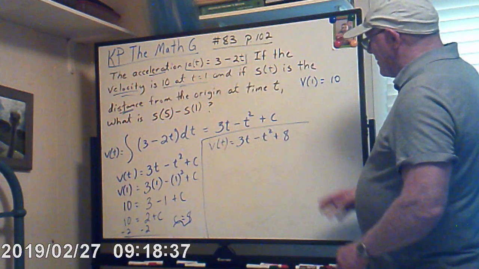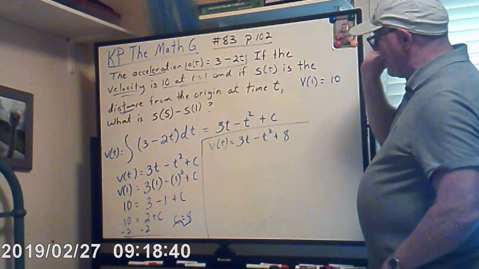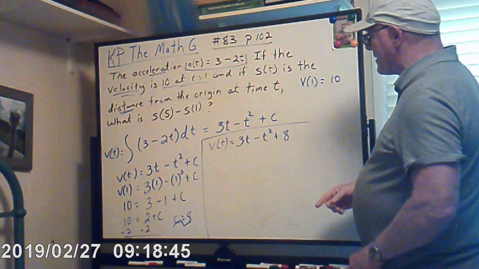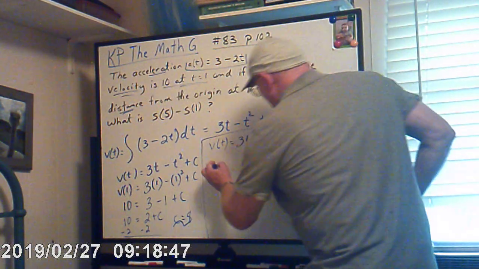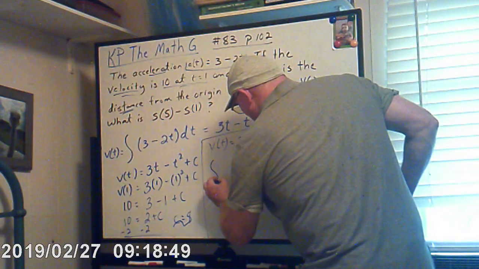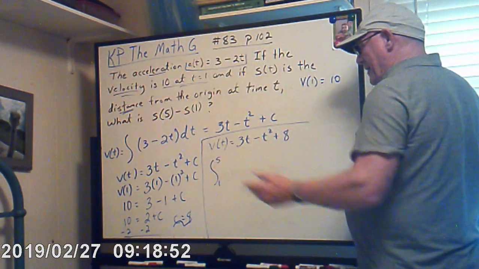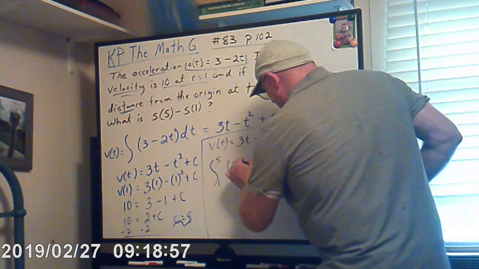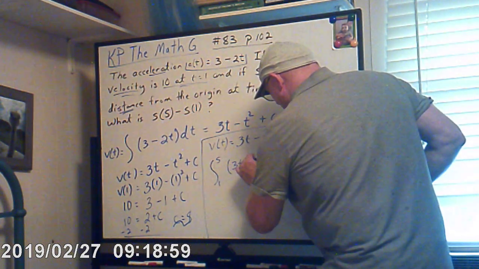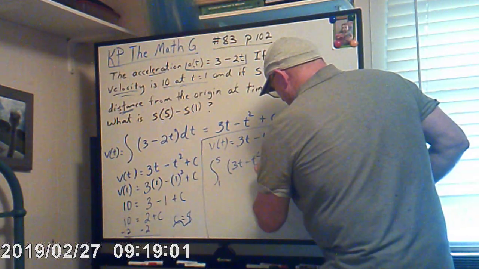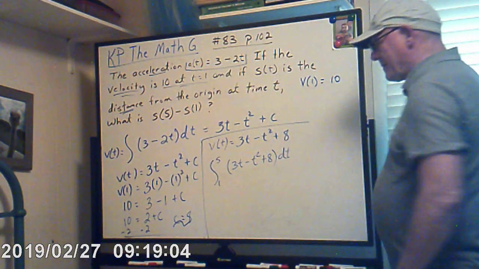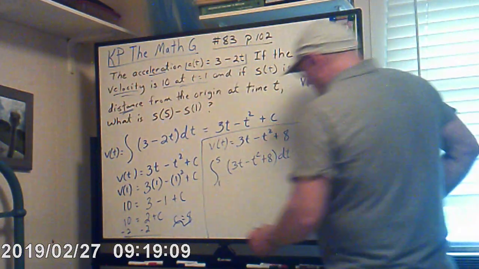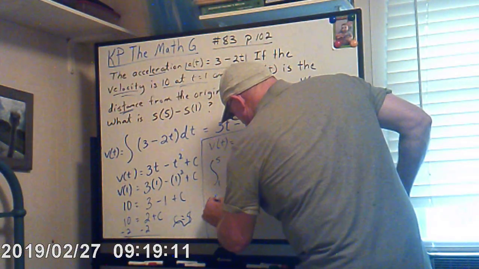Alright, now we got the velocity. Now we got to take the antiderivative of velocity, but we have a definite integral here, and we are going from 1 to 5. Now v at t dt, which is this here, 3t minus t squared plus 8 dt. Nice. Again, the rule is the same way. So this now is s at t.